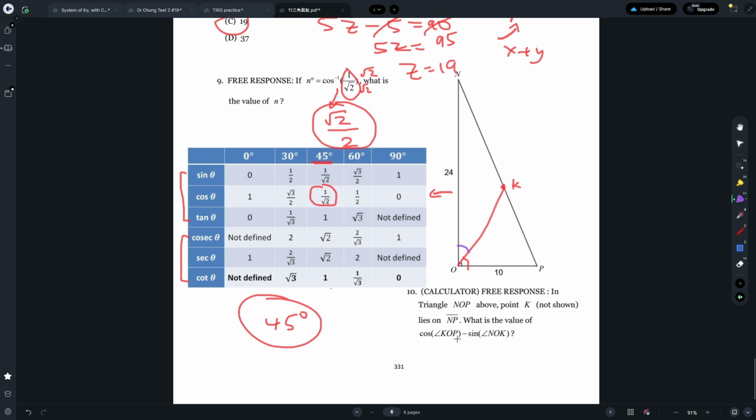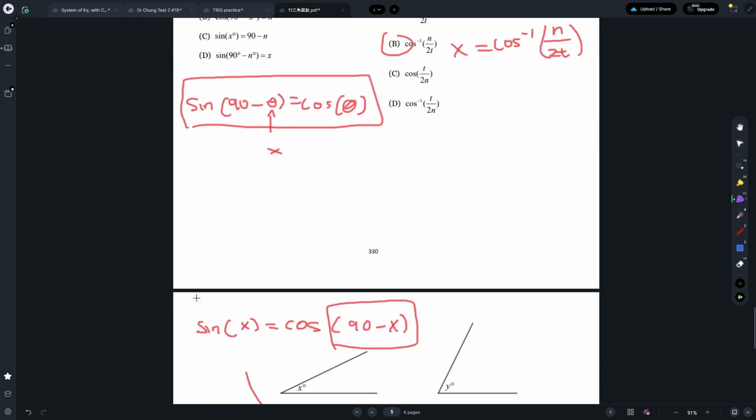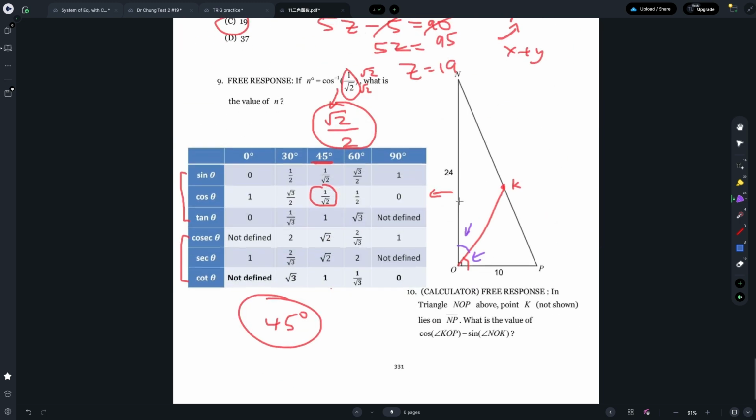So they want cosine. Okay, we know these two angles add up to 90, right? So we need to keep this in mind: sine x equals cosine 90 minus x. So cosine KOP, let's call this angle theta. This is 90 minus theta. It means cosine theta minus sine 90 minus theta. Since they are equal to each other, subtracting them from each other would just make them 0. So the answer is 0.